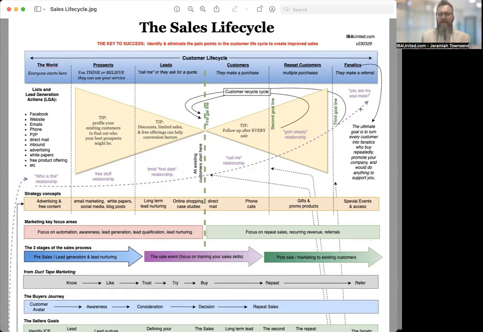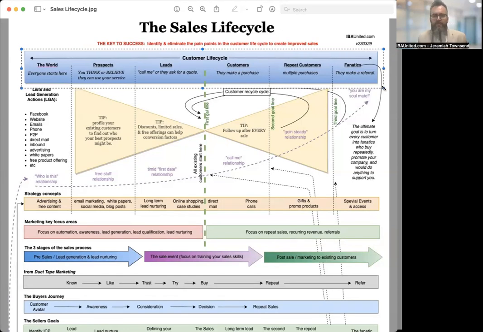So we start off here on the sales life cycle. I really emphasize that the key to success is to identify and eliminate the pain points in the customer life cycle. We come down immediately to this blue section, and right there we're going to start identifying the customer life cycle, how we take people from the world, everybody in the world, every possible person, and arrange them into a group of prospects, then leads, then customers, repeat customers, and fanatics.